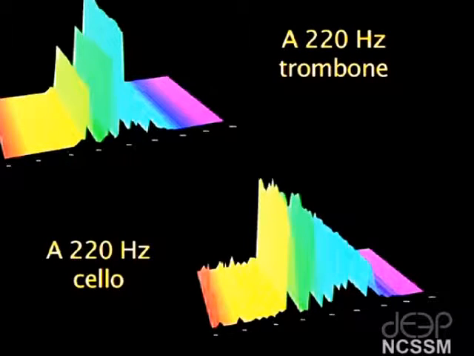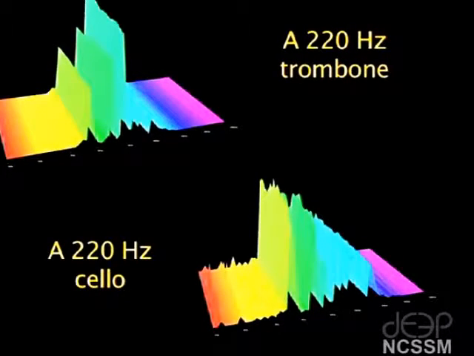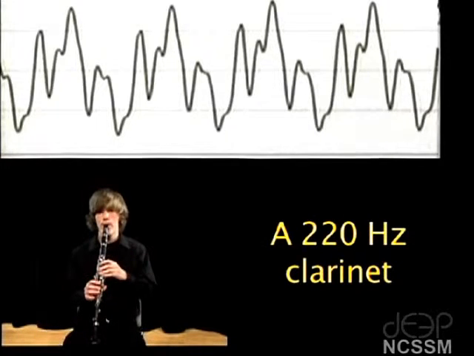Note the clear differences between the cello and trombone waves. All of these differences contribute to the unique sound of the two instruments, or their timbre. Now, let's look at the wave from another instrument.